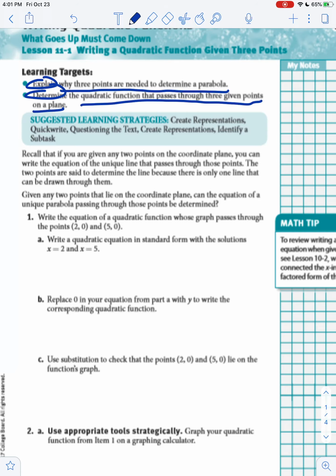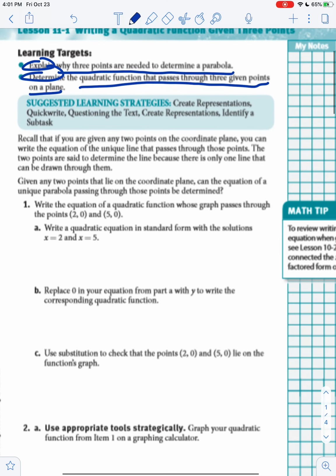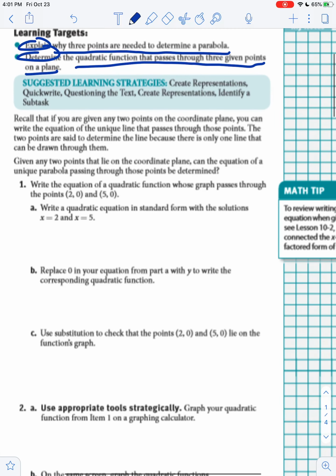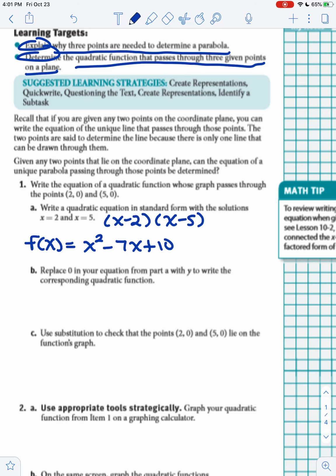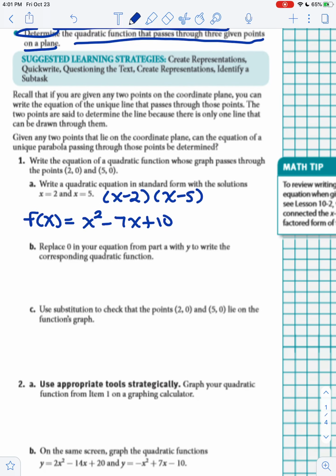We're going to write an equation of a parabola that goes through the 2 points (2, 0) and (5, 0). So those are actually the x-intercepts. And so we learned how to take those x-intercepts and put them into factors and then multiply them out to get an equation. And so that's what we're going to do here. So let's take this (x minus 2) times (x minus 5). And if we FOIL that out, we will get a function, a parabola, f of x equals x squared minus 5x minus 2x, which is minus 7x, and then plus 10.